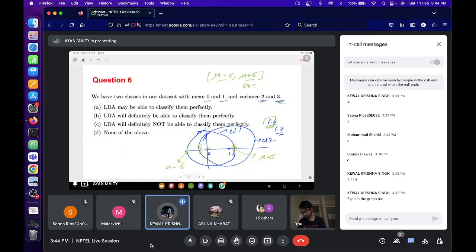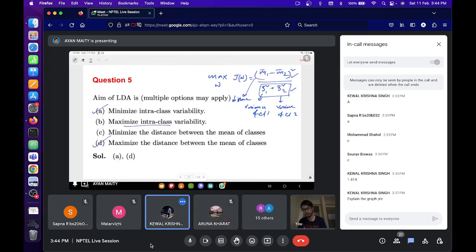Sir, in question 5, we have seen the formula, that is m2 minus m1 by the sum of the variances. Yeah, this is the formula. This is there in the video lectures also. I haven't gone through the week 3 modules yet. Yeah, sir, this is there in the LDA part. Sir, while considering this formula, we can solve this question 5. Yeah, just by considering this formula.